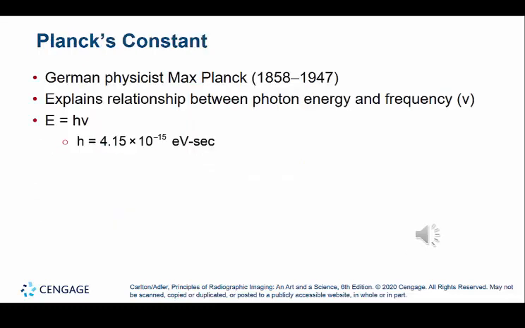As you saw in the previous slide at the bottom, there is a formula, E equals h times v. This is Planck's constant. Planck, or Max Planck, was a German physicist who explains the relationship between photon energy and frequency. Planck's constant equals 4.15 times 10 to the negative 15th electron volts per second. You can also see these problems worked out in the extra snippet of math problems in Canvas.